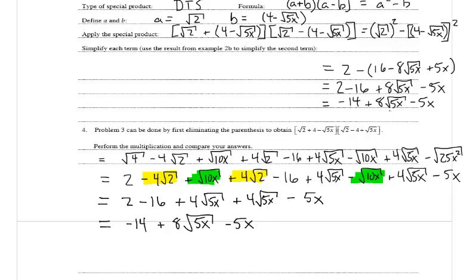So you can see we got the same answer as we did in 3. It's just a little more work to multiply it all out using the FOIL method instead of using the difference of two squares to answer it. And that's our video on special products.